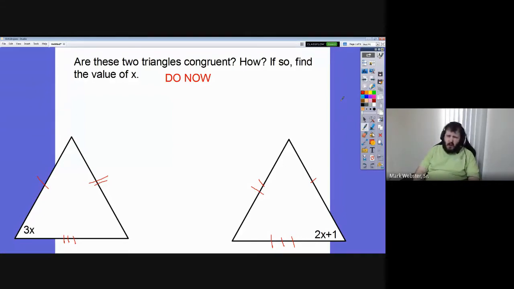Okay, so let's talk about this problem here. We want to know, are these two triangles congruent? If they are, how? And if so, find the value of x. So let's start out looking at this.